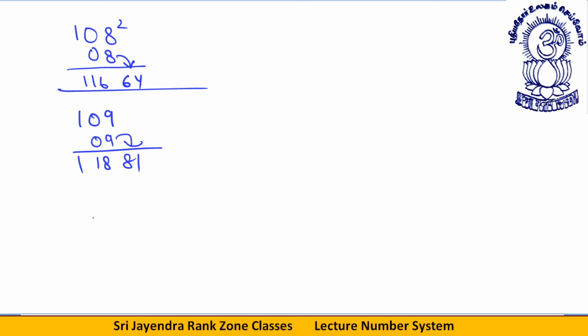Let's take some more examples. 107 square. Can you do it verbally? I can do it. Of course, you can do it also. This is 7 more than 100. You add 7, this becomes 114. Then the square of 7 is 49. Okay.